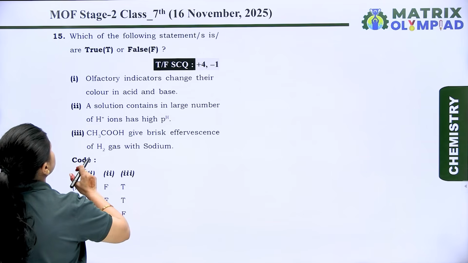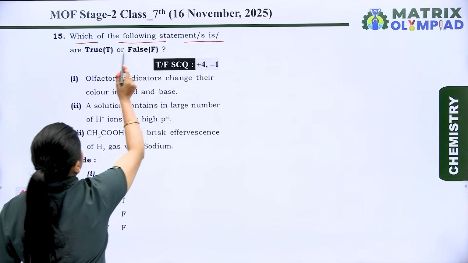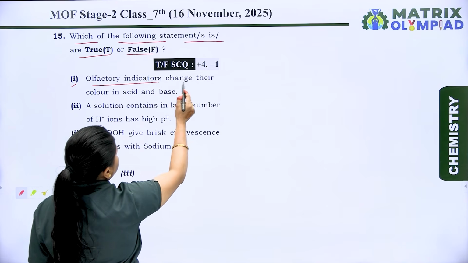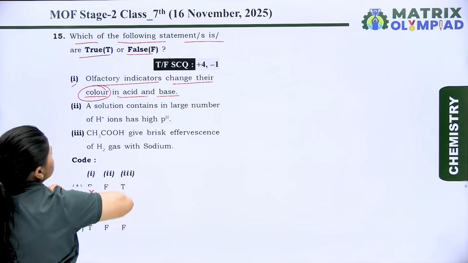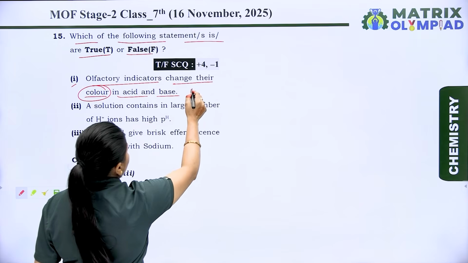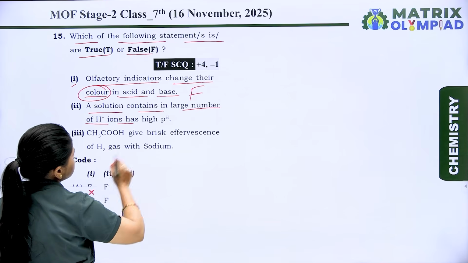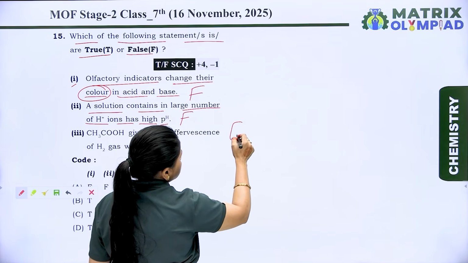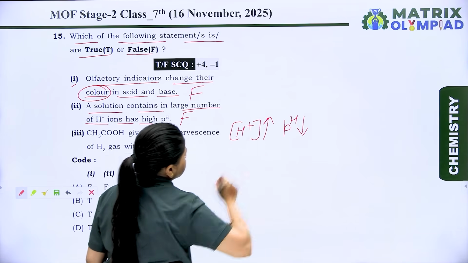Now the next question is, which of the following statements are true or false? The first statement is, olfactory indicators change their color in acid and base. No, they can't change their color, they change their odor, so this is false. A solution containing a large number of H+ ions has high pH. No, it is again false, because as H+ ions increase, the pH will decrease.